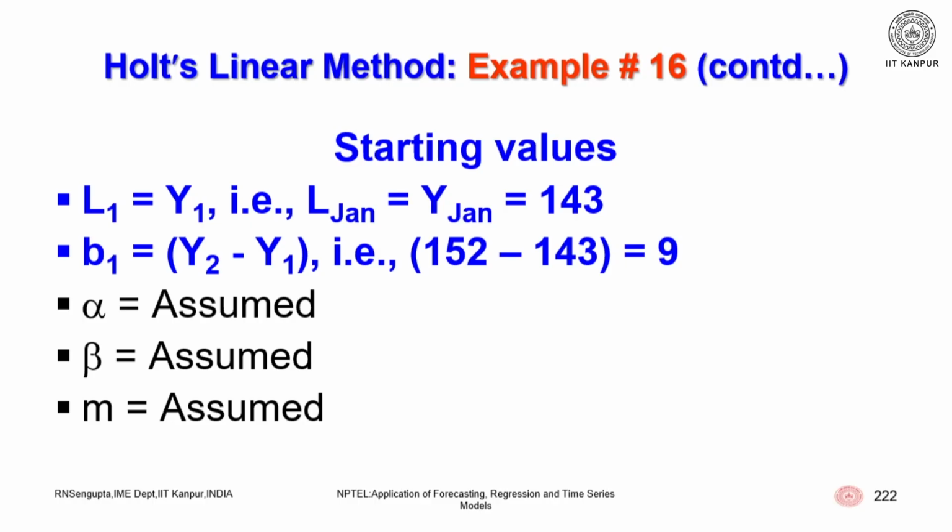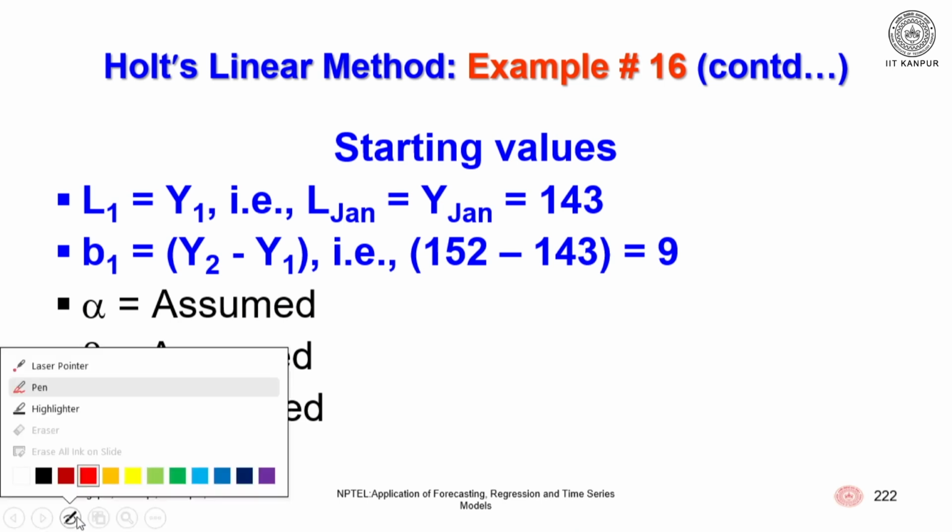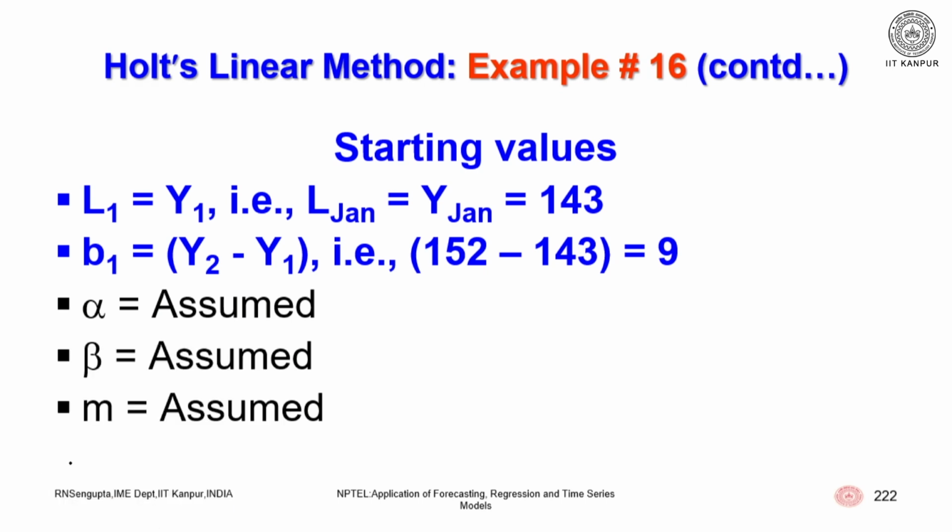So here L1, the level for January, is equal to Y1, the value for January, which was 143, and the trend is basically 152 minus 143, which is Y2 minus Y1 divided by 1, because this is 1 month. If it was smooth, I could have also taken Y3 minus Y2 divided by 2. So here again I am drawing, please excuse me, because I have done it in detail in the last class. I will start again.